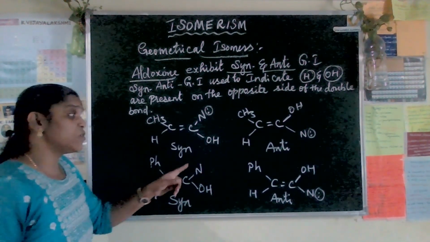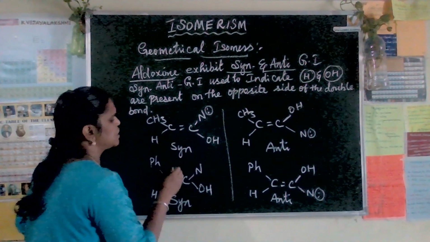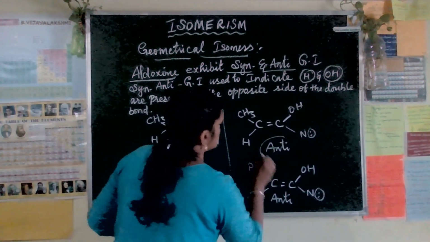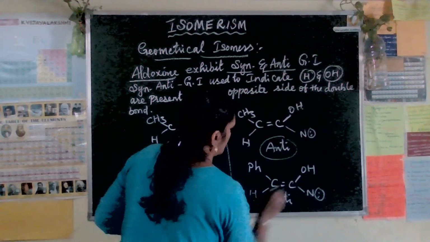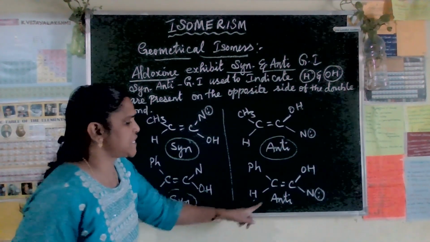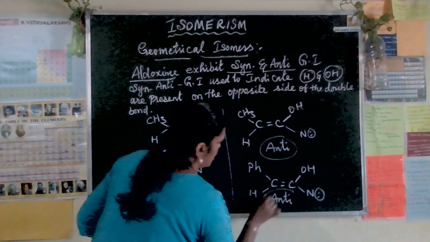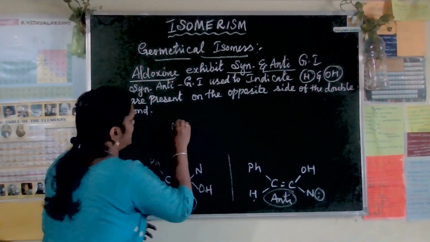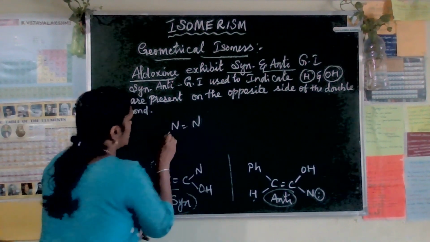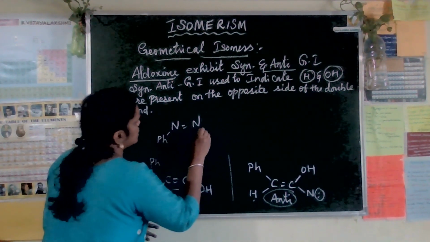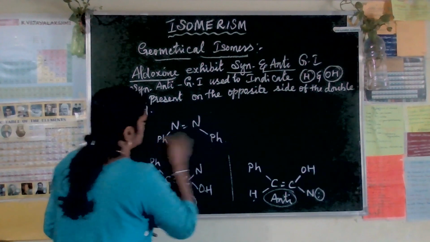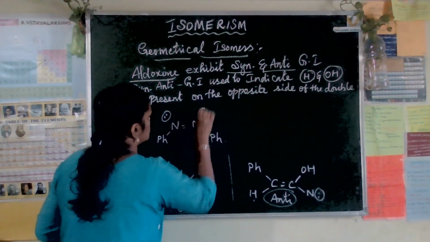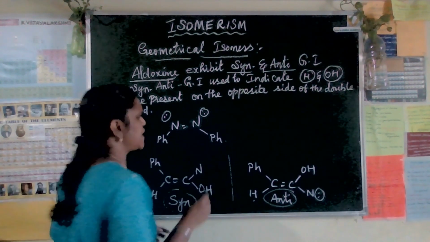Diazo compounds also we can identify: this is the same side, this is the opposite side. So easily we can identify. Now diazo compounds we will go for. N double bond N, one side it is Ph, the other side also Ph. Both sides are the same. Then here lone pair of electrons, here also lone pair of electrons. This is a diazo compound.